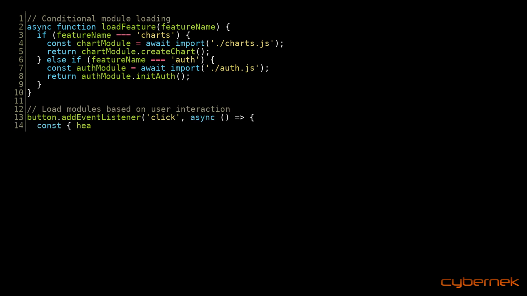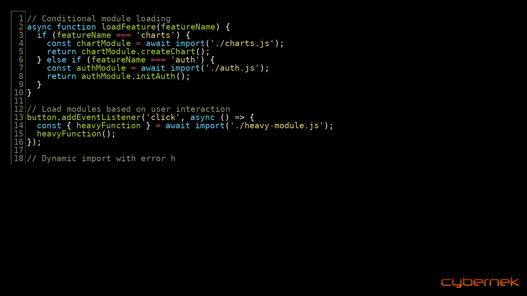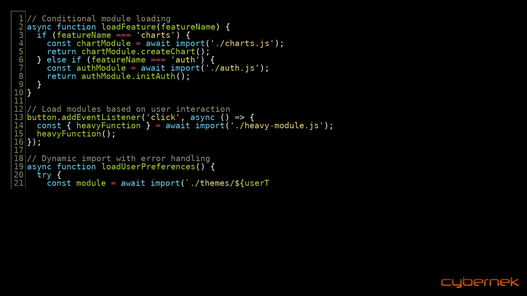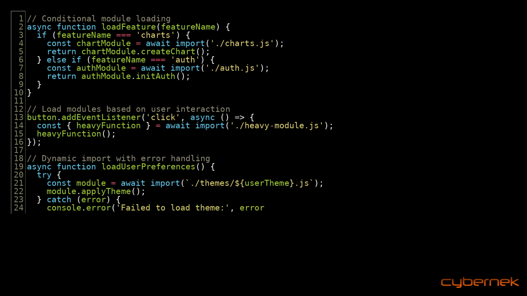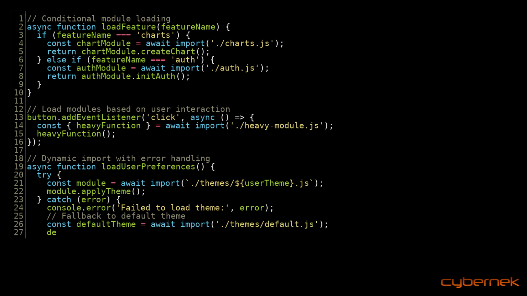The button event listener shows loading modules on user interaction, importing heavyModule.js only when the button is clicked and destructuring the heavy function. The loadUserPreferences function shows dynamic imports with template literals using the userTheme variable to construct the module path, with try-catch error handling that falls back to a default theme if the specific theme fails to load.